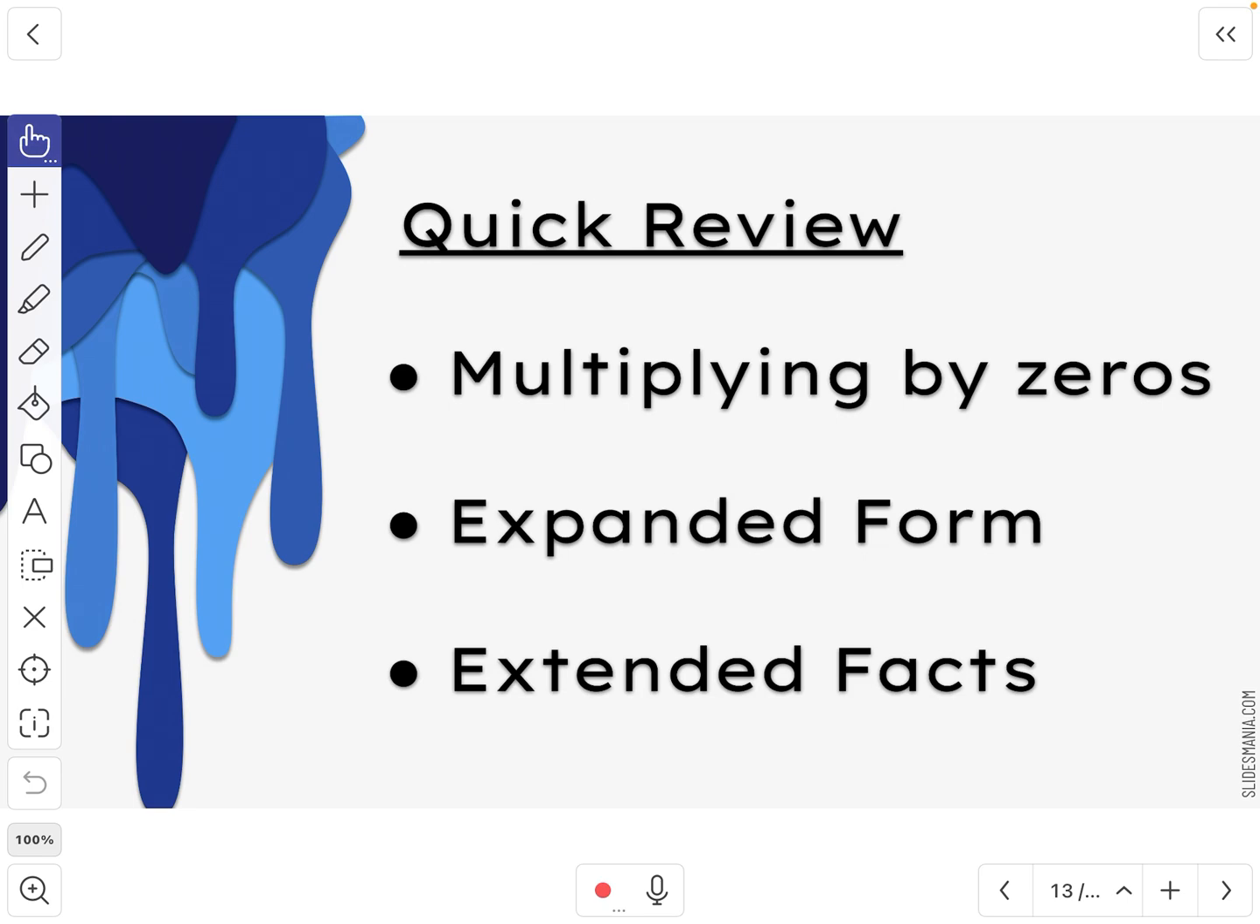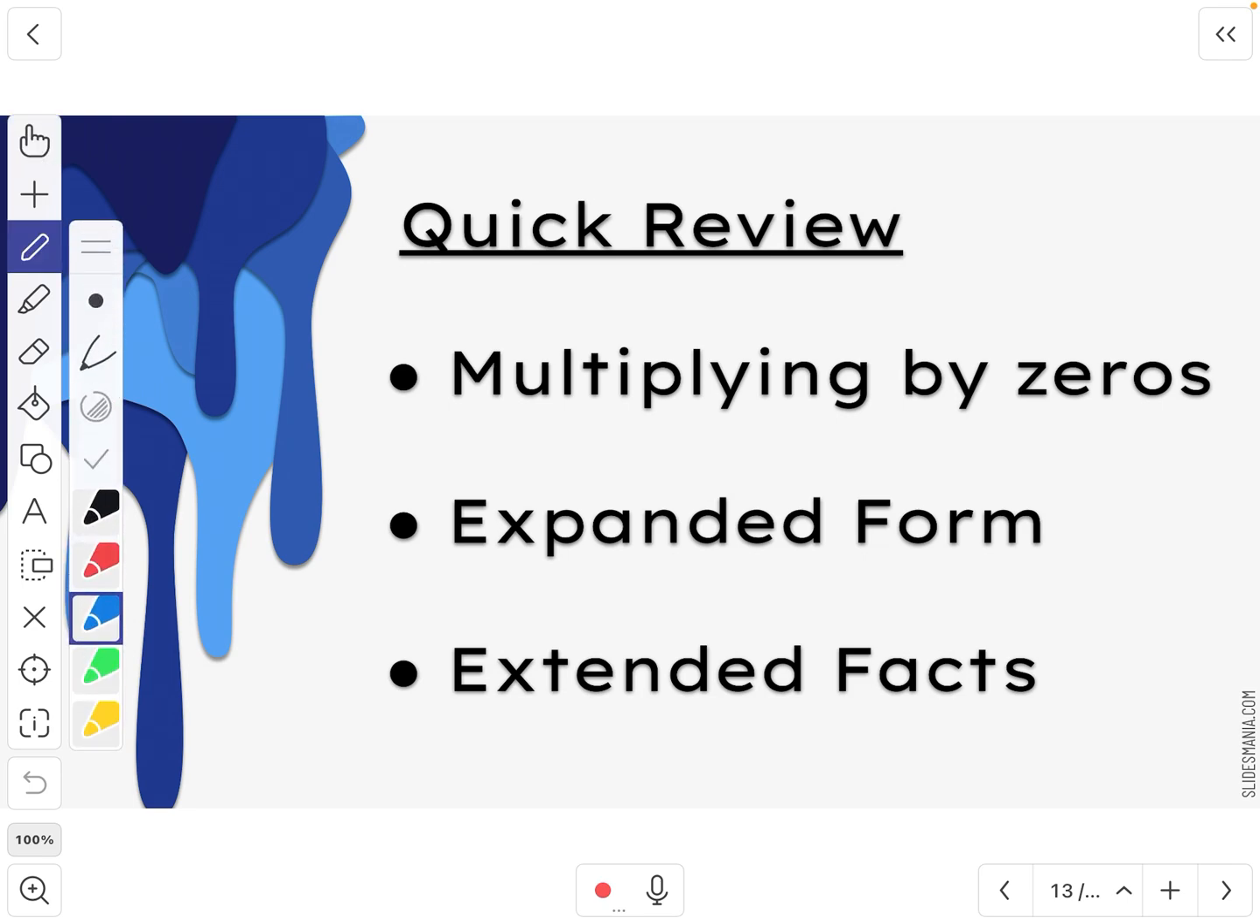Now let's do a quick review. These are things that we have worked on and that you should have mastered. Multiplying by zeros. Remember, if we have 60 times 90, we simply do 6 times 9, and then we count the zeros on the left, 1, 2, and we add that many zeros to the right, 1, 2, and that's how we get our answer.